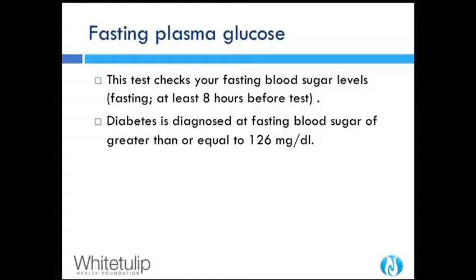Another test is the fasting plasma glucose test. This test checks your fasting blood sugar levels. Fasting means not eating anything or drinking anything except water for at least 8 hours before the test. This is usually done first thing in the morning before breakfast. Diabetes is diagnosed as a fasting blood sugar of greater than or equal to 126.